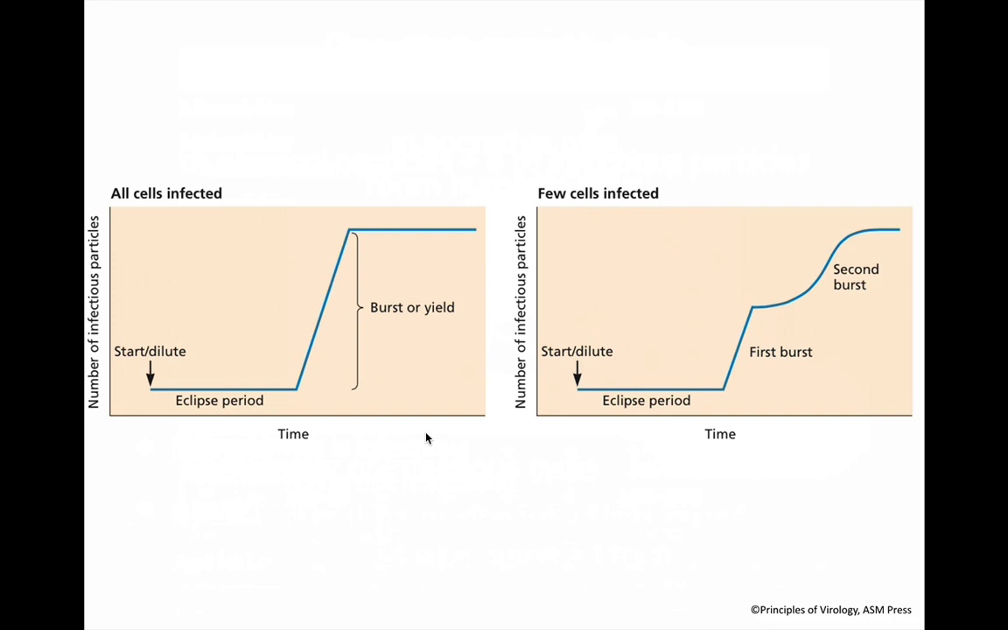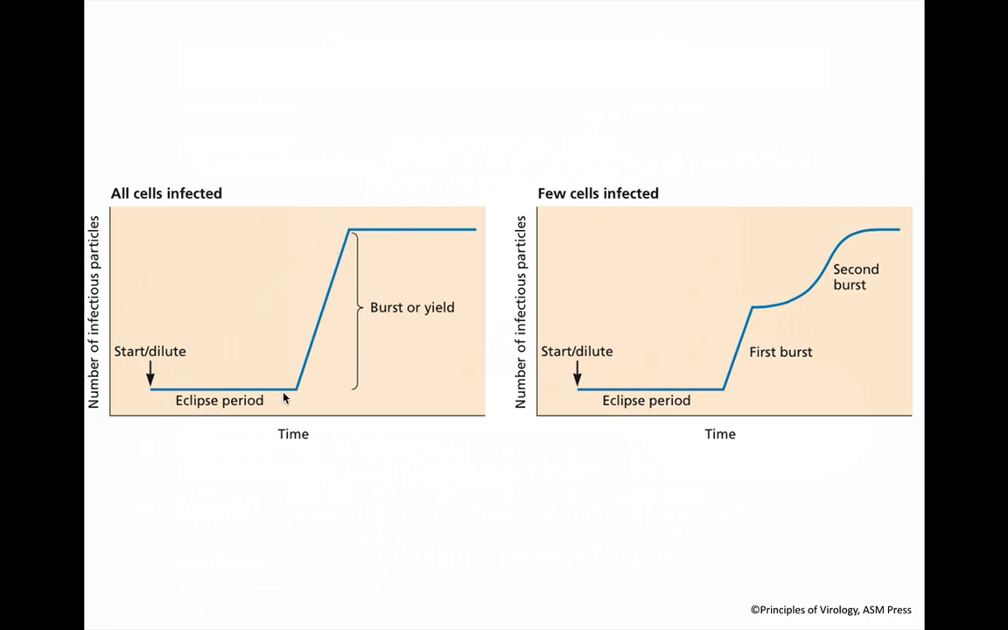What's going on here? Well, here in the eclipse period, the virus is attached to cells. It's put its nucleic acid into the cell, and that nucleic acid is directing the synthesis of viral proteins and eventually new virus particles. Remember, viruses don't divide by binary fission. If we added a bacterium to medium, it'd start growing right away. We showed that slide the other day. But viruses don't do that.